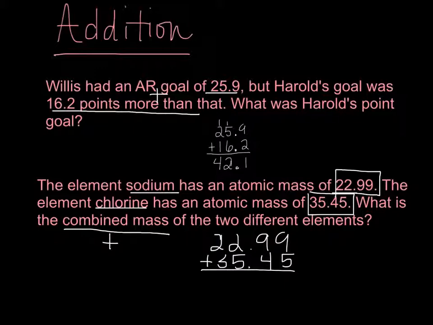And make sure you line up your decimals since you're adding. 9 and 5 is 14. 1 and 9 is 10. 10 and 4 is 14. 1 plus 2 is 3. 3 plus 5 is 8. And 2 plus 3 is 5. So your combined mass of the two different elements is 58 and 44/100ths.